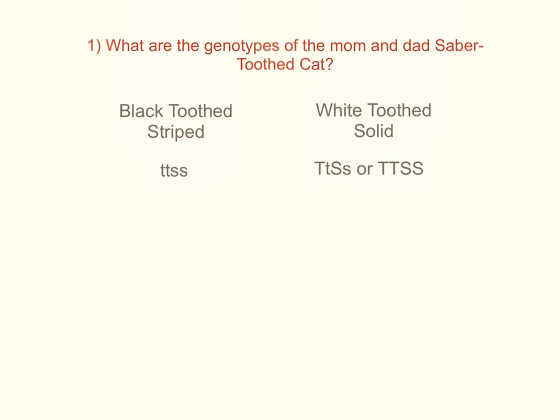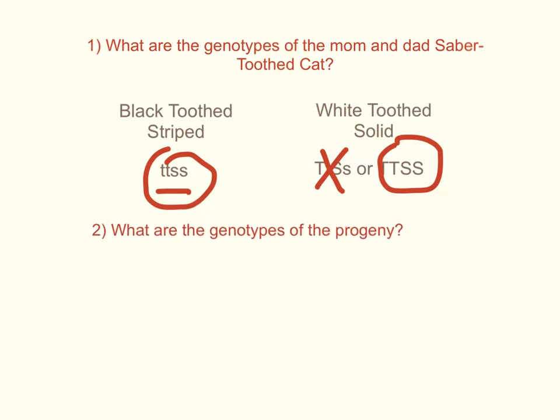So the question tells us that all of the children of these two cats are white-toothed and solid-colored. So that means that none of the children have this black-toothed stripe genotype here. And so in order for none of the children to have that, this is not a possible genotype for a white-toothed solid parent. So the two genotypes of our parents are this and this. One homozygous dominant, one homozygous recessive. So that leads us to our second question.